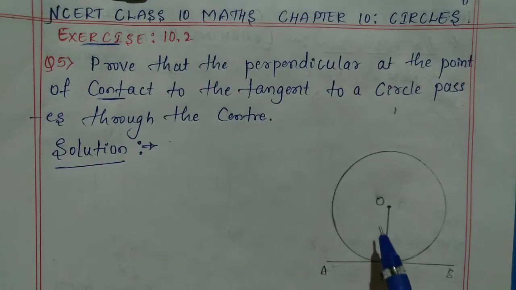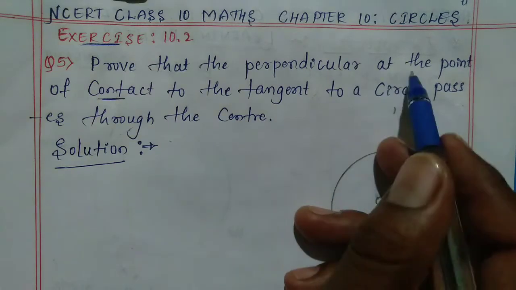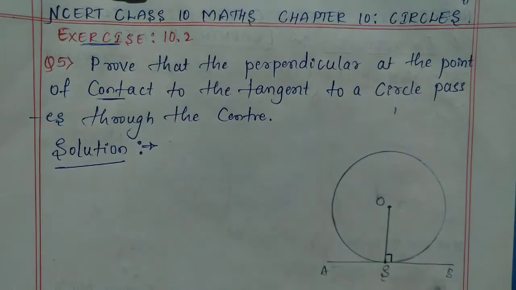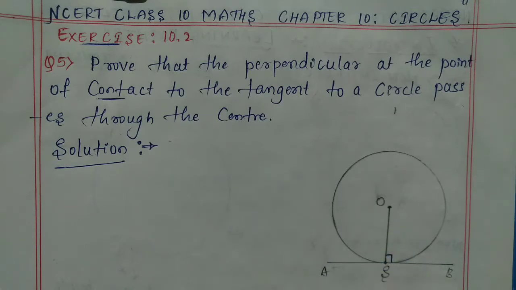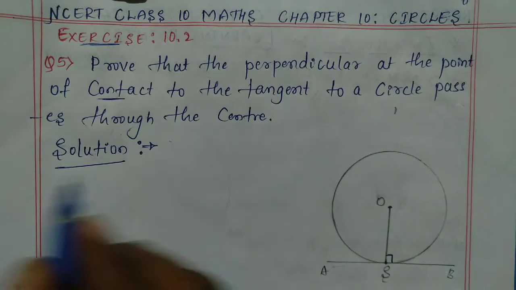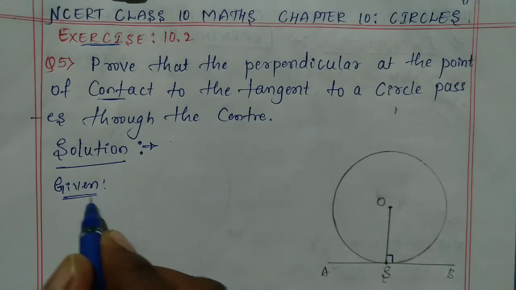Here we have to prove that the perpendicular at the point of contact to the tangent AB to a circle passes through the center. We have to prove that this perpendicular line to the tangent passes through the center. Before that, I will write the given. First you write solution, after that you can write given. So what is given here?